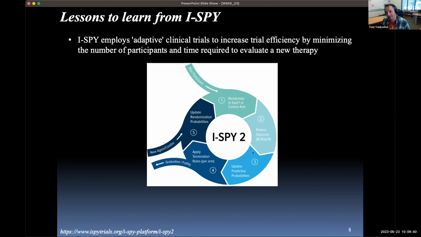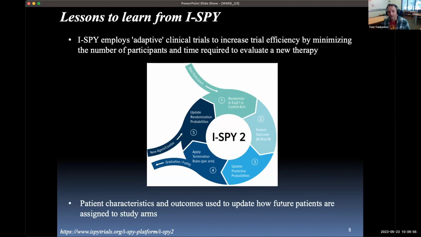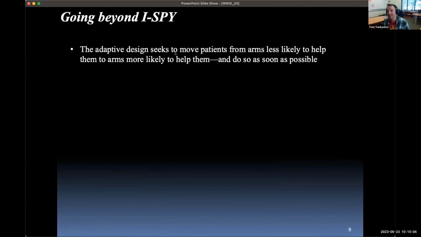Based on what their outcome was, you're going to update the randomization probability so that the next person that comes in will have a higher probability of going in the arm that worked well for the previous set of patients, or if it didn't work well for the previous set of patients, there'll be less likelihood of them going into that arm. So patient characteristics and outcomes are used to update how future patients are assigned to study arms. And this has actually turned out to work pretty well. The adaptive design seeks to move patients from arms less likely to help them to arms more likely to help them, and do so as soon as possible in the life of the trial.